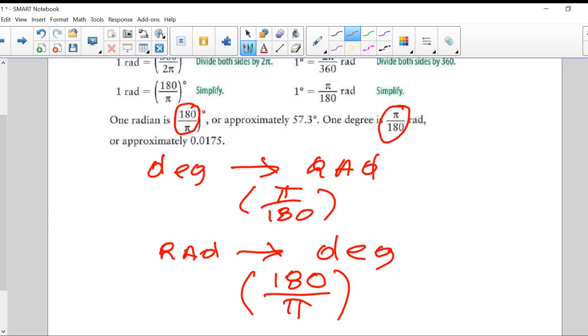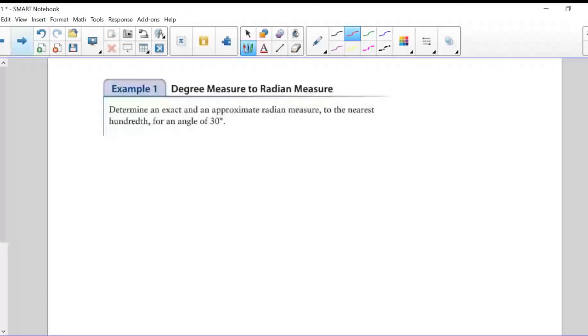I want you to notice that that pi, when you start doing some examples, will probably be left as part of your answer, meaning you're going to end up with an answer which is a multiple of pi. When I give you the first example, you'll see what I mean by that. Okay, so I'm going to go to my next page and my first conversion of one to the other.